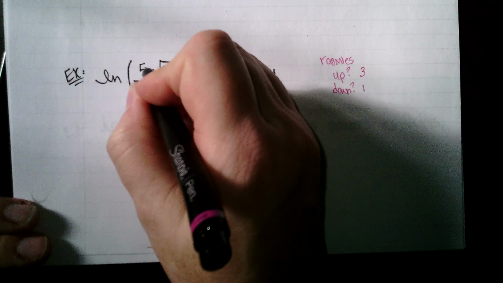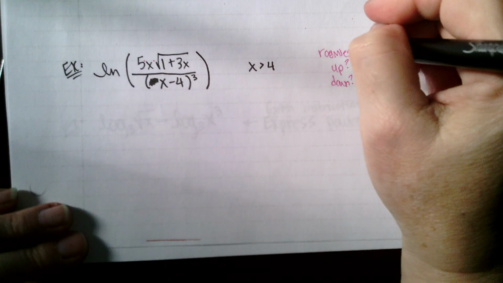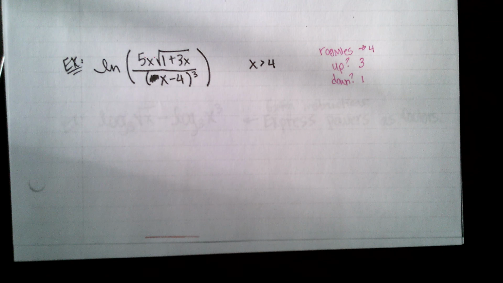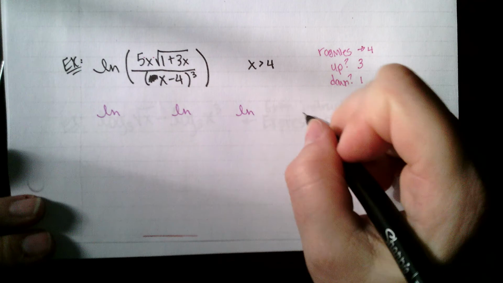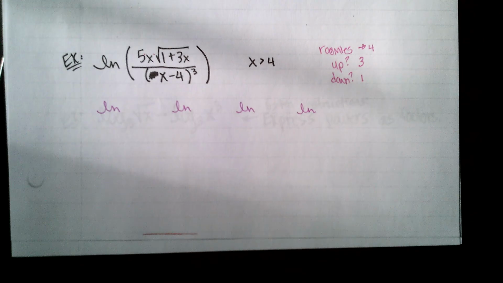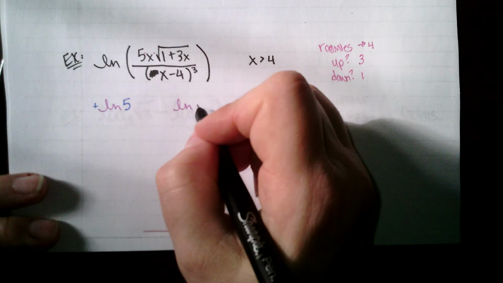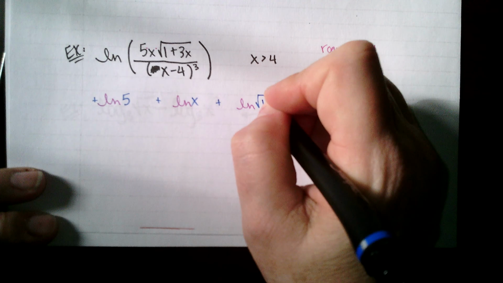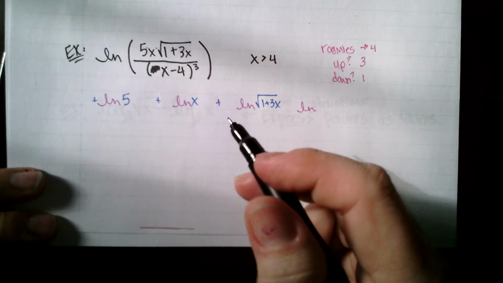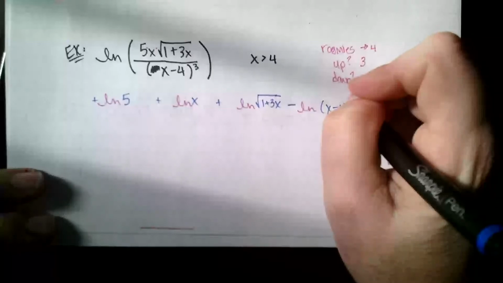We have 5 times x times the square root of 1 plus 3x. So altogether, we have 4. So I'm going to need 4 natural logs to move these guys out into. My upstairs roomies that end up being positive logs are 5, that's positive, x, that's positive, and the square root of 1 plus 3x. And then my negative roomie from the downstairs was x minus 4 cubed.